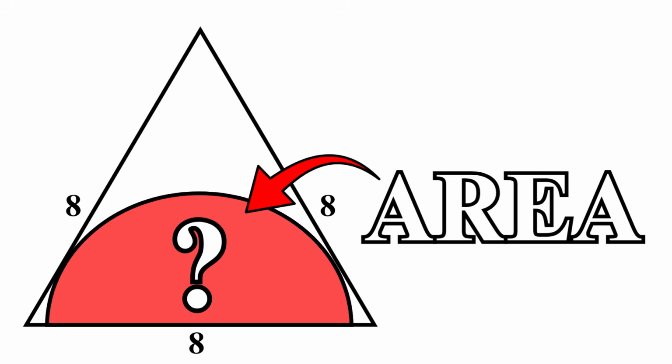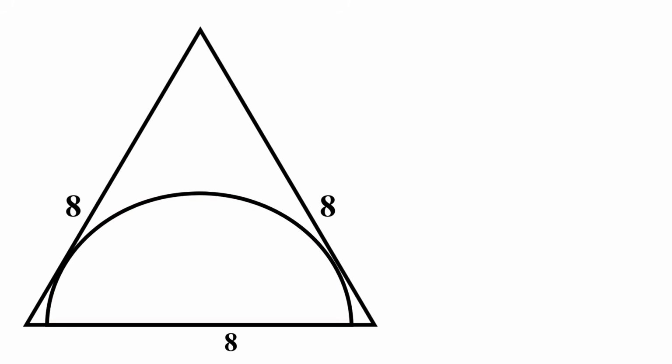Now, to find the area, we first need to find the radius of the semicircle. Let us call the center of the semicircle O. Since the flat side lies along the base, point O sits exactly at the midpoint of the base. Now, we draw a line from center O to the point where the curved part of the semicircle touches one of the slanted sides. And this line is our radius, denoted by R.